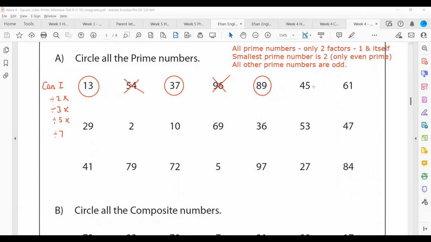Looking at 45, we can't divide by 2 because it's odd. We can divide by 3 because 4 plus 5 equals 9, and 9 is in the 3 times table. So therefore, 45 is not prime. So that's the kind of investigation you can do.